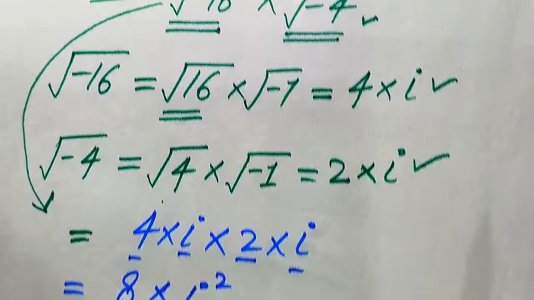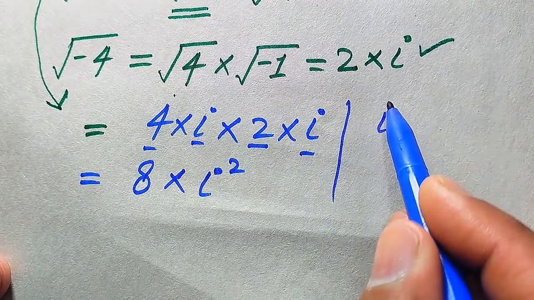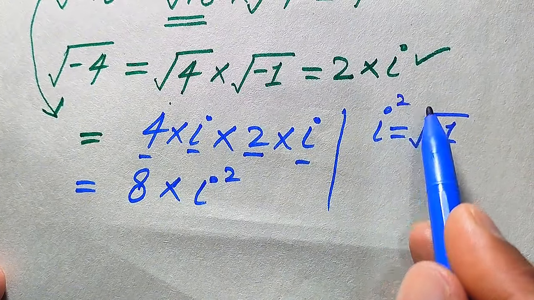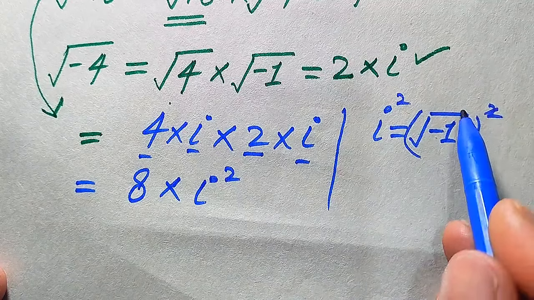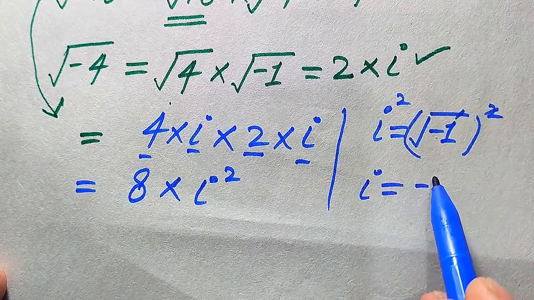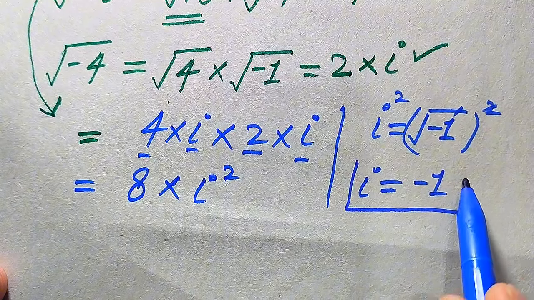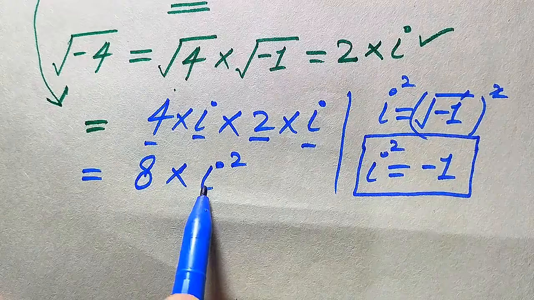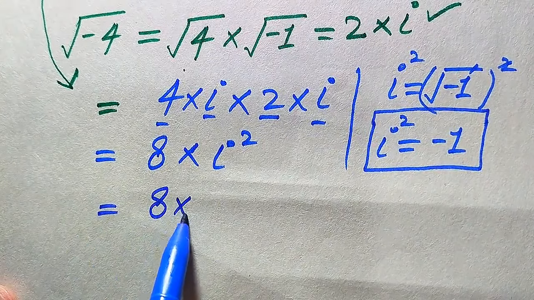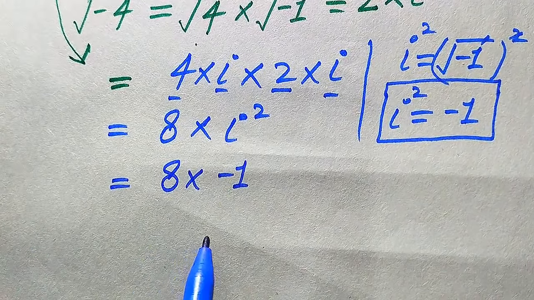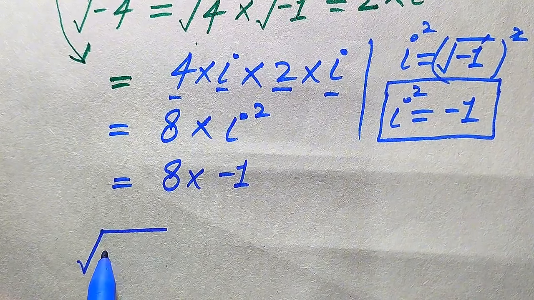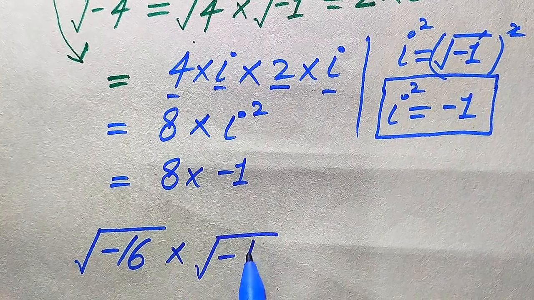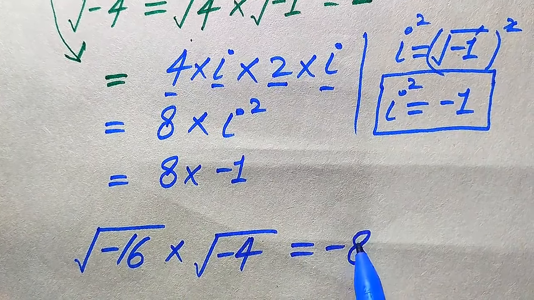Now we have iota equal to the square root of minus 1, and when we apply squaring on both sides, the square and the square root cancel, and from here we easily get the value of iota square, which is equal to minus 1. So we replace this value here, and it is written as 8 multiplied by minus 1. Finally, we have the solution: the square root of minus 16 multiplied by the square root of minus 4 is equal to minus 8.